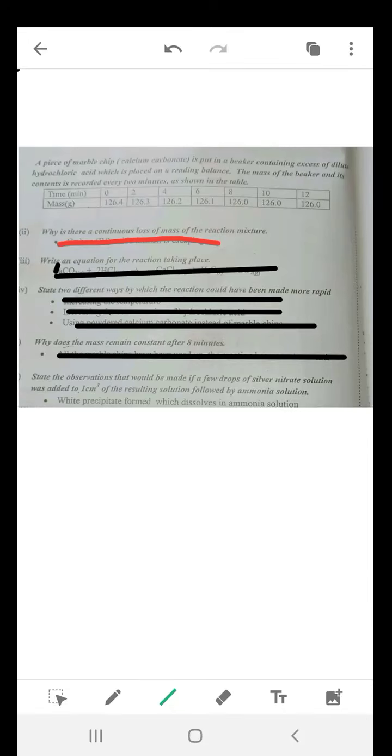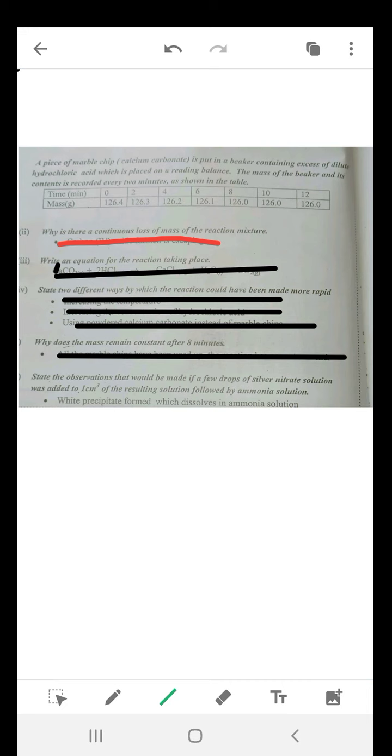Welcome back to our next session. Here we are going to look at some of the examples of questions you can be asked in the exam. So here I have the first question.